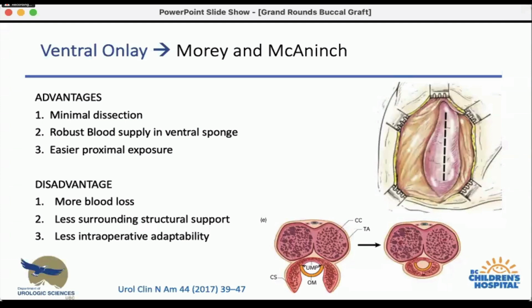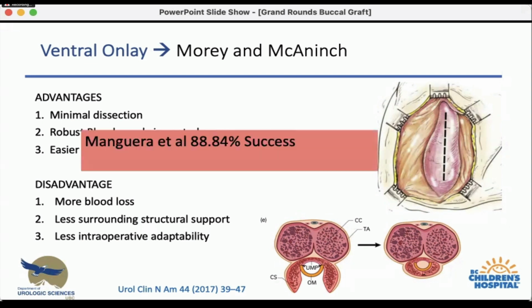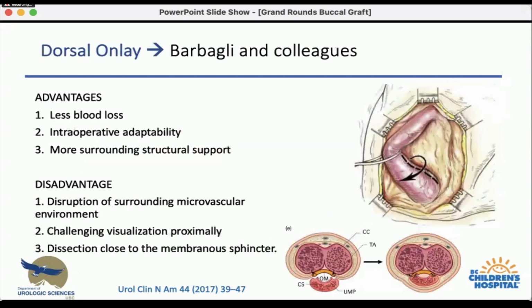over the graft. The advantages include minimal dissection, robust blood supply in the ventral spongiosum, and easier proximal exposure. Disadvantages include more blood loss, less structural support, and less intraoperative adaptability. The results: more than 88% success in the literature.